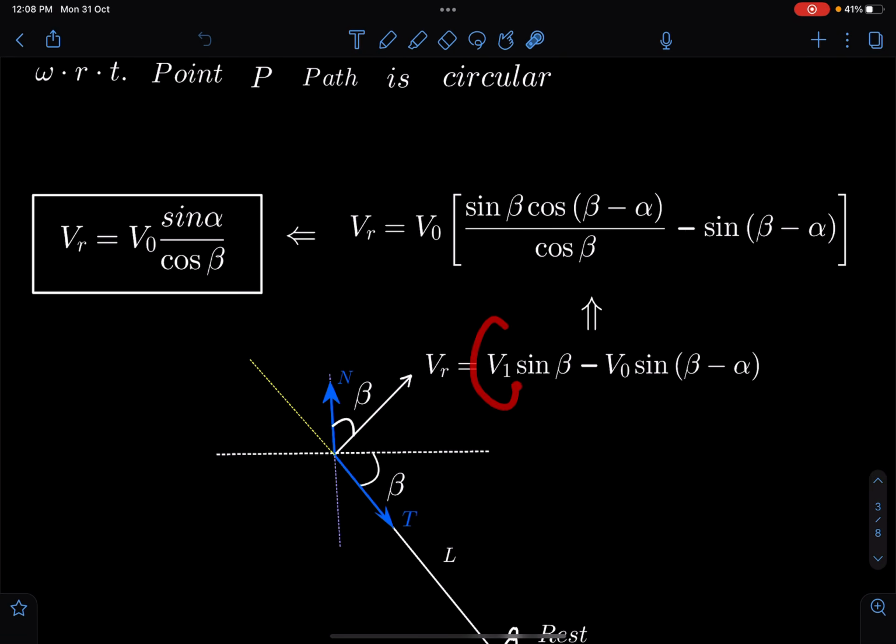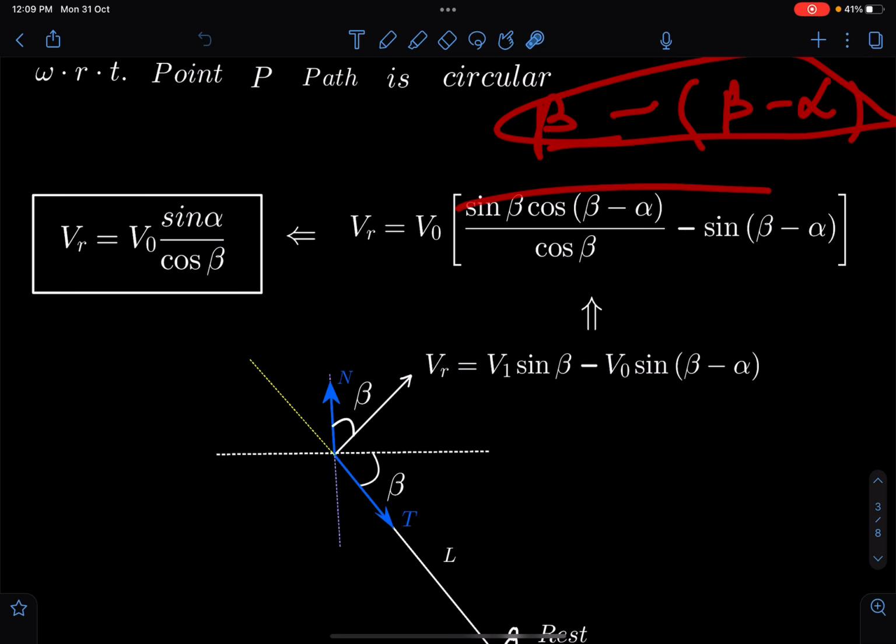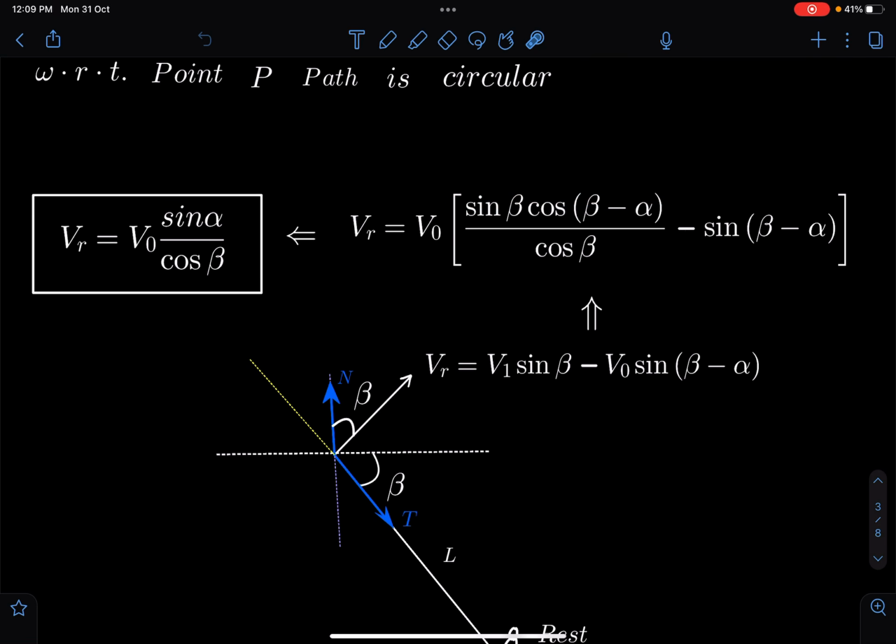Now here if I substitute the value of v1 from the previous equation using the constraint, I'll take v naught common, and this will become sine beta and cos of beta minus alpha by cos beta, minus sine of beta minus alpha. I'll bring it this side, and it is sine a cos b minus cos a sine b, so the sine of a minus b result we can use. So it will become sine of beta minus alpha. This will become sine alpha in the numerator after simplifying, and we are getting such a nice value of Vr, which is v naught sine alpha by cos beta.